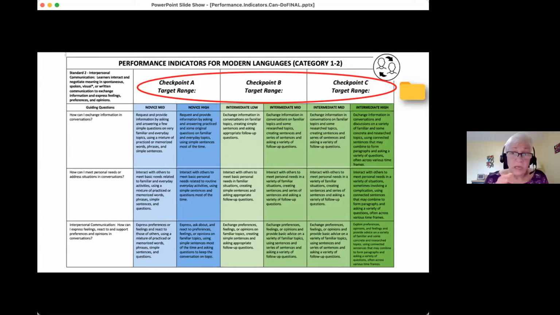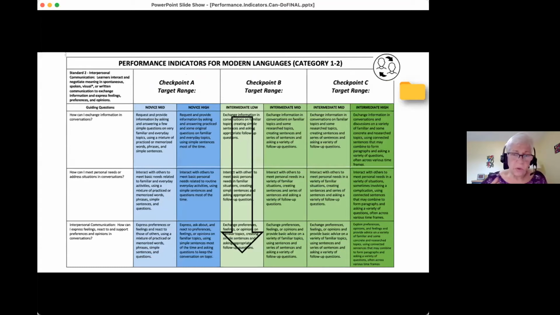Third, you can see that it's organized by checkpoint. So we have checkpoint A, checkpoint B, checkpoint C, and then the ranges within each checkpoint. For example, checkpoint A being novice mid to novice high, checkpoint B intermediate low to intermediate mid, and checkpoint C continuing with intermediate mid and moving to intermediate high.